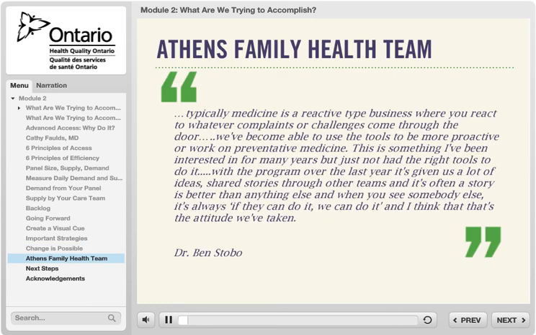Typically, medicine is a reactive type of business where you react to whatever complaints or challenges come through the door. We become able to use the tools to be more proactive and work on preventative medicine. This is something I've been interested in for many years, but just hadn't really had the right tools to do it. The program over the last year has given us a lot of ideas and shared stories through other teams, and often a story is better than anything else. When you see somebody else, it's always, if they can do it, we can do it. I think that's kind of the attitude that we've taken.